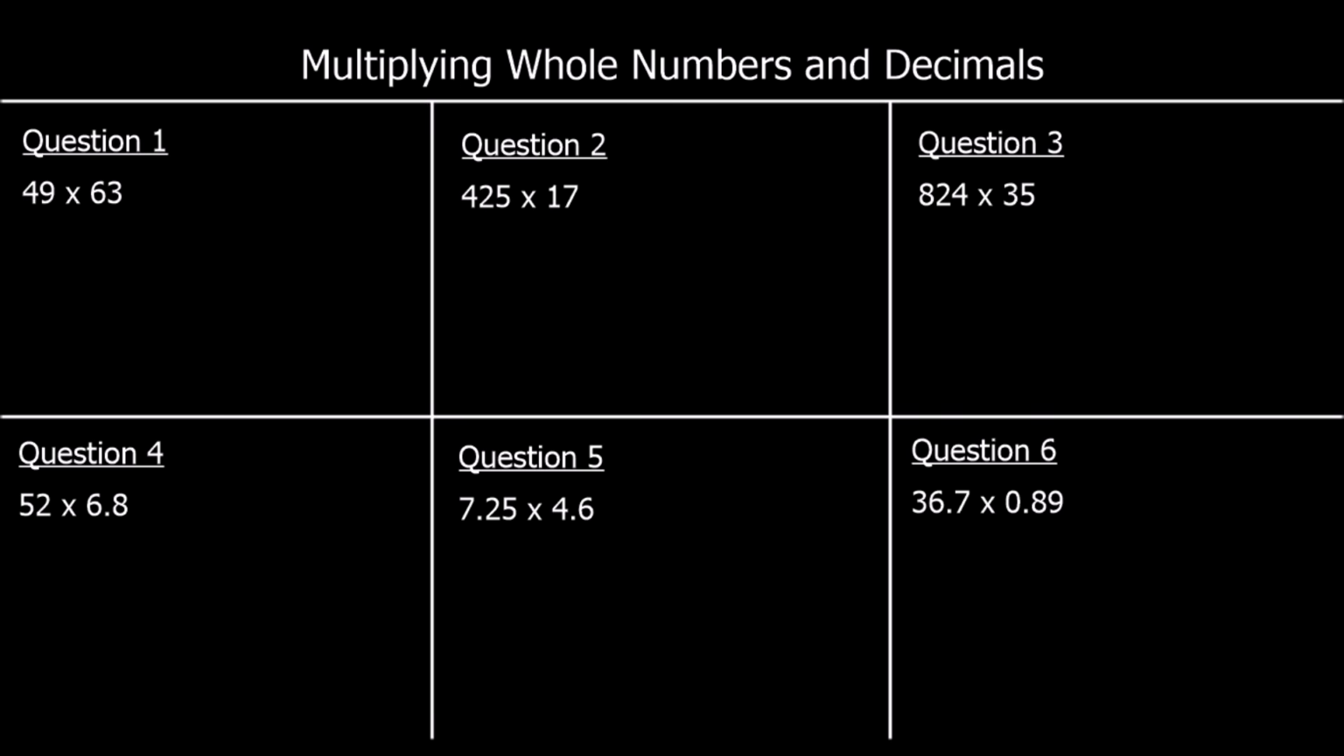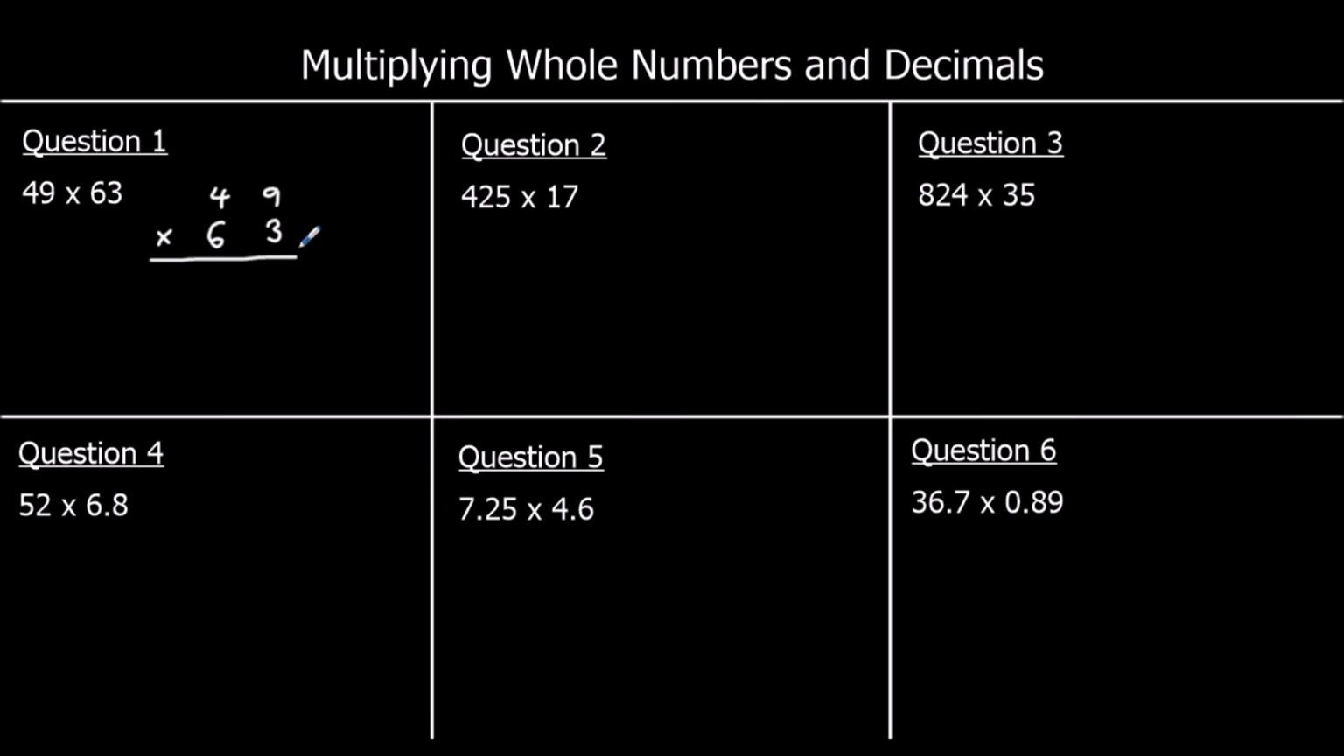And to finish up, 6 questions. Pause the video, give them a go, press play when you're ready for the answers. Okay, the first question, we've got 49 times 63. So we're going to line up our numbers, 49 and 63. Tens lined with tens, ones lined with ones.